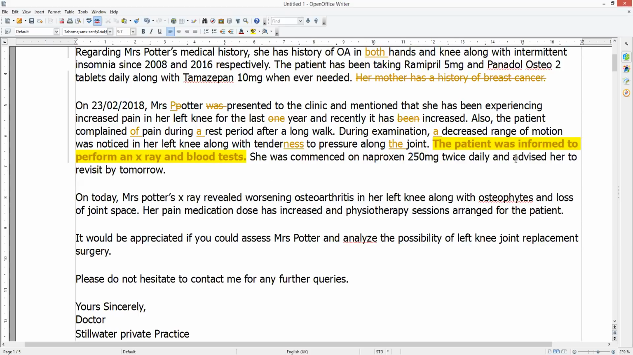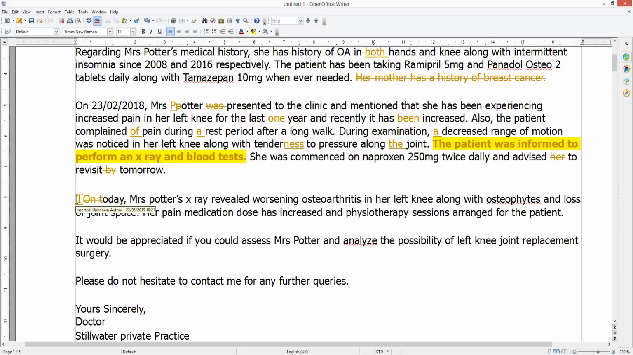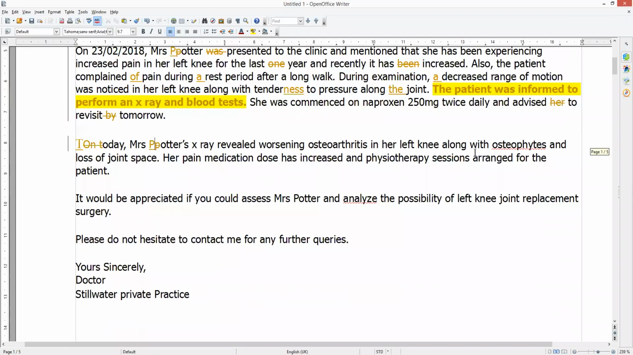"She was commenced and advised." Who advised her? Either I advised her or she was advised to revisit tomorrow. Okay. "On today," or simply today, Mrs. Potter's X-ray, make that capital, revealed worsening osteoarthritis, osteoarthritis has increased. By itself, you mean it was increased. Presumably you increased it. And physio-focused sessions were arranged for the patient.